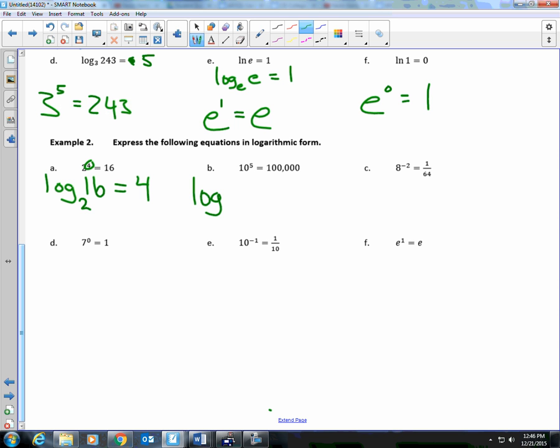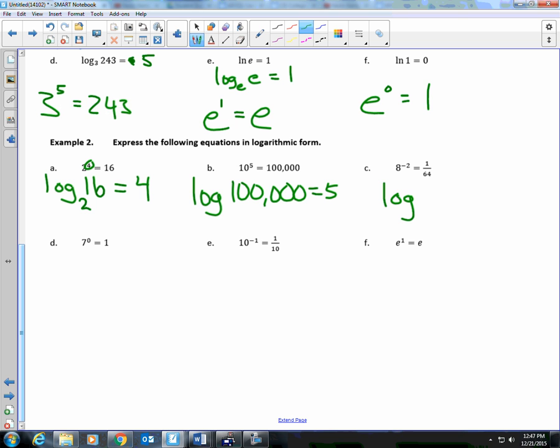What's the base? 10. So you don't have to write 10. You can just write log of 100,000 is equal to, because 10's the assumed base. Just like if I have, say, 3x, I don't have to put 1 for the exponent. It's the assumed number. If you want to put the 10 there, you sure can.